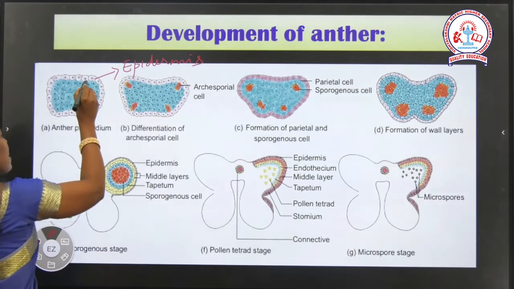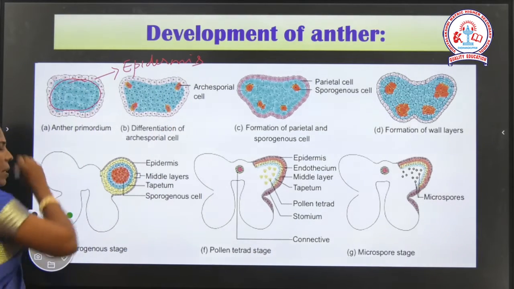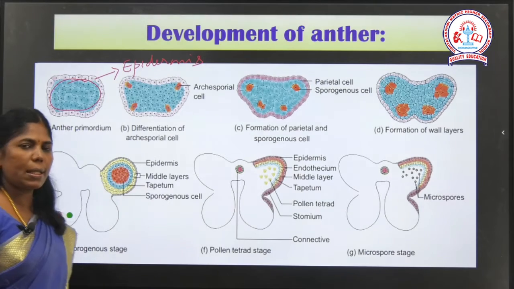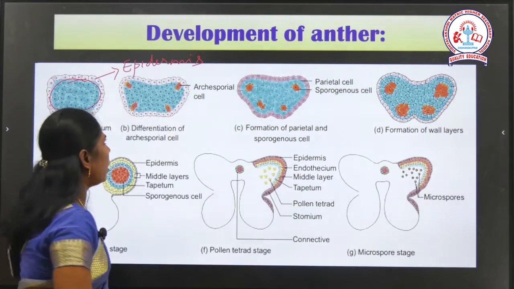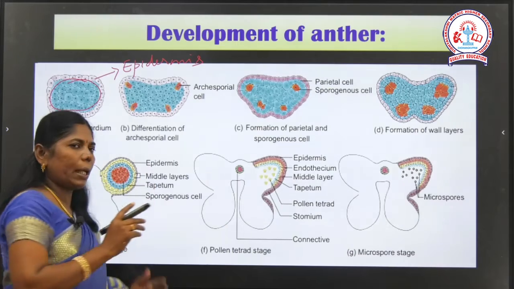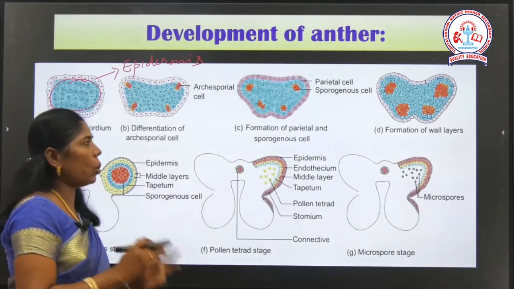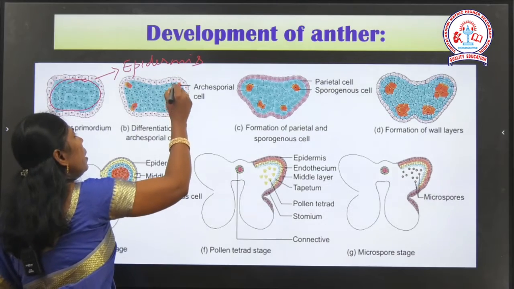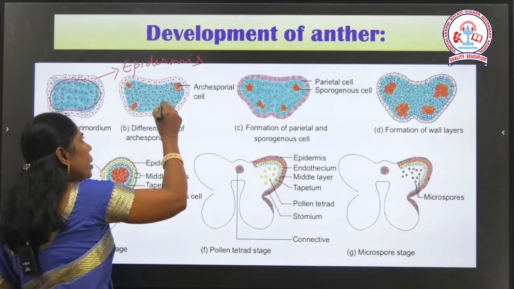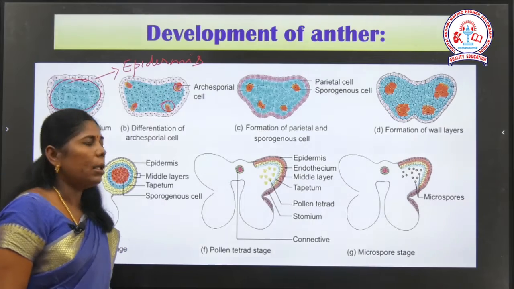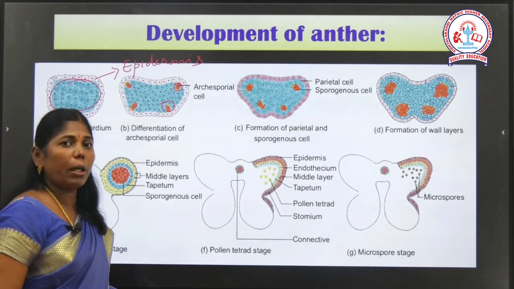This is considered as a homogeneous mass of cells, known as hypodermal cells. In the hypodermal cells, during development, we can see a four-lobed structure. It consists of hypodermal cells. Each hypodermal cell acts as an archesporium.